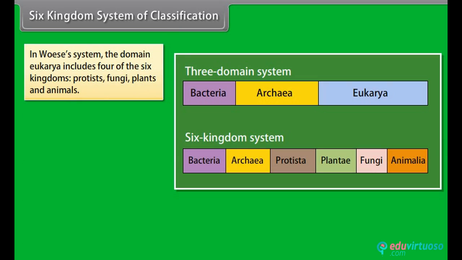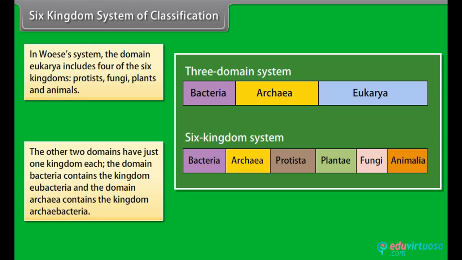In this system, the domain Eukarya includes four of the six kingdoms: protists, fungi, plants, and animals. The other two domains have just one kingdom each. The domain bacteria contains the kingdom Eubacteria, and the domain archaea contains the kingdom Archaebacteria.